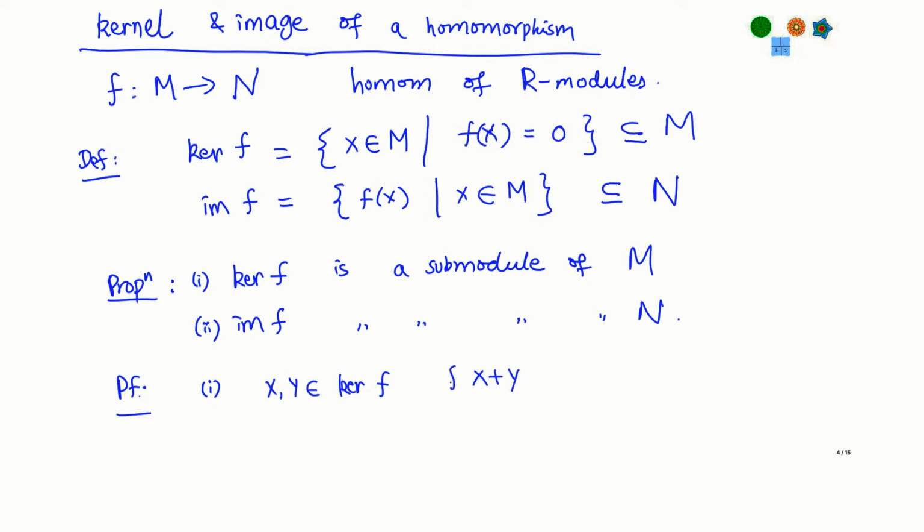Okay, and how do I check whether their sum is in the kernel? Well, I'll act f on it and see if it gives me 0. In this case, f of x plus y is, because f is a homomorphism, f x plus f y, so that is 0. So what does that tell me? It tells me that x plus y is also in the kernel of f.